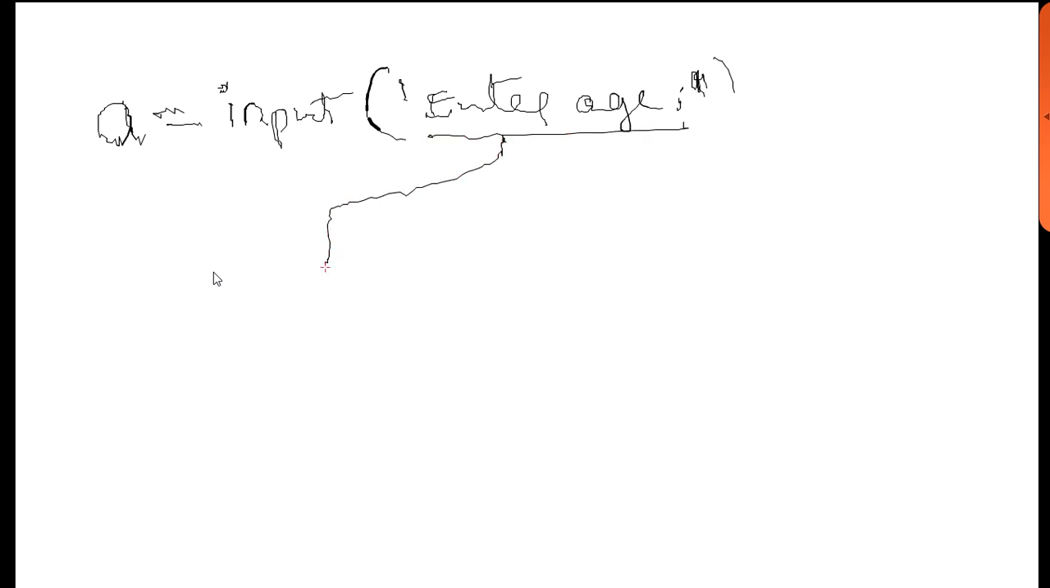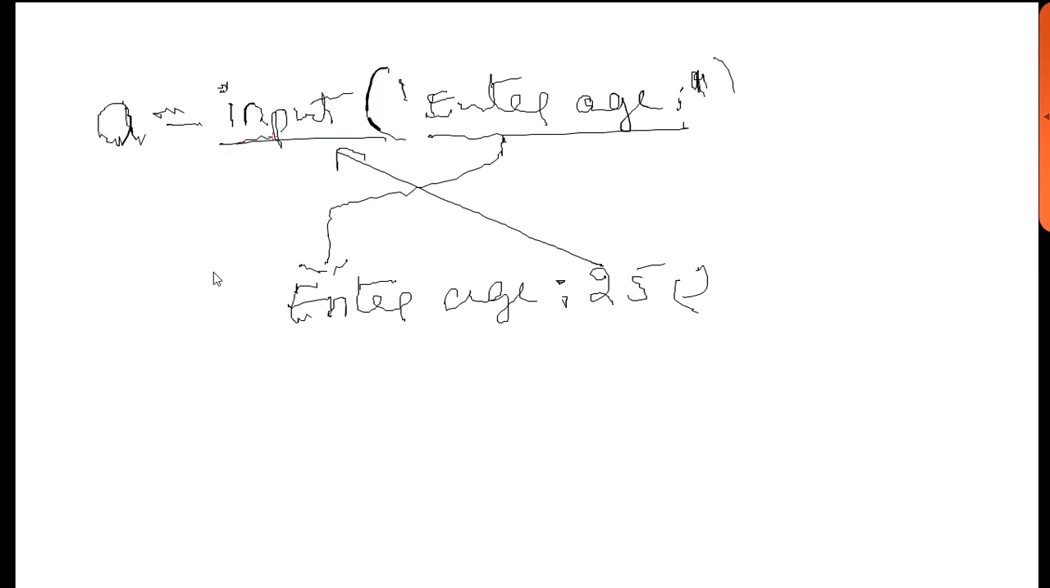This prompt text is going to be printed on the monitor, saying enter age. Now I am giving 25 and pressing enter. This 25 will be taken by the input function, but it will return it as a string, and that will be assigned to a. Therefore a is equal to 25, which is a string value.